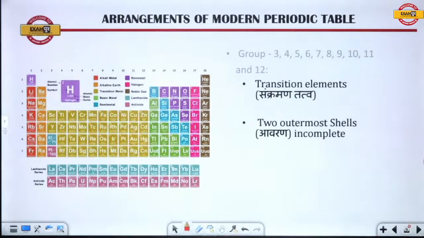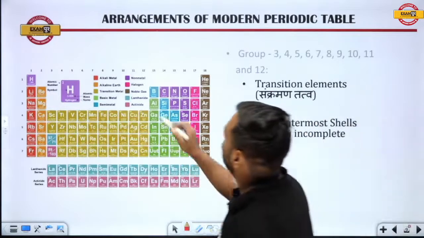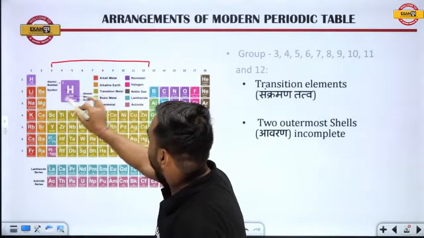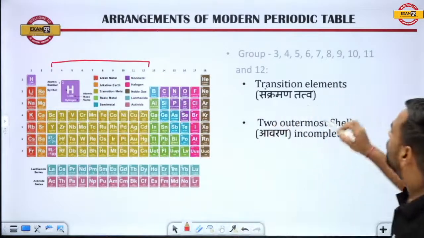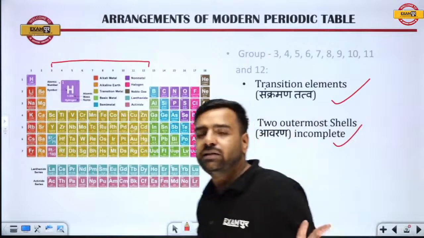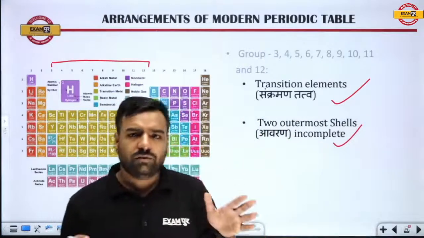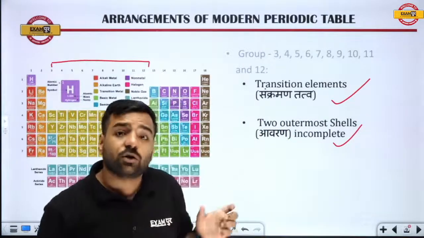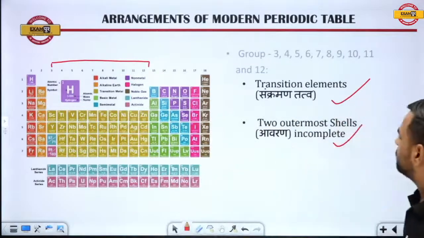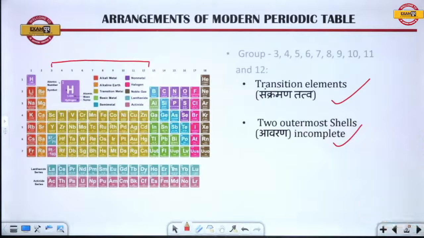Next, moving forward. Talking about groups 3, 4, 5, 6, 7, 8, 9 and till 12, this part, 3 to 12. Here we call them transition elements and two outermost shells remain incomplete. What's that incomplete? We were talking about completion, right, where we talk about octet, duet. So if I talk about the outermost shells, two outermost shells remain incomplete in these particular groups, that is from 3 to 12.